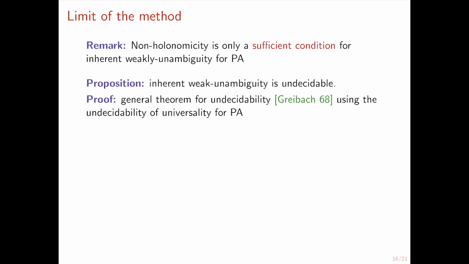However, this method is not universal. It is only a sufficient condition. In fact, inherent weak unambiguity is undecidable. This follows from a general theorem of undecidability of Greibach, using the undecidability of universality for general Parikh automata.